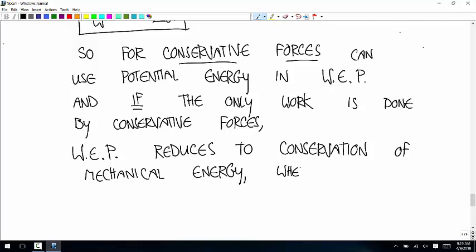Where the total mechanical energy is equal to the kinetic energy plus the potential energy. So let me show how this works.